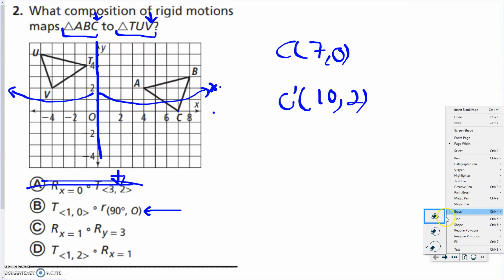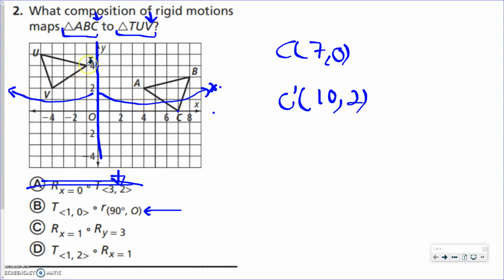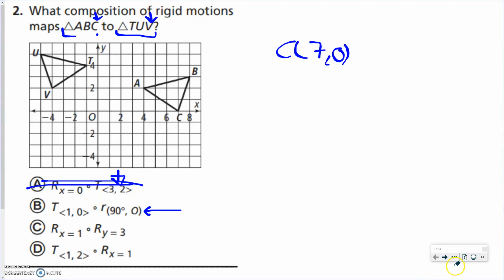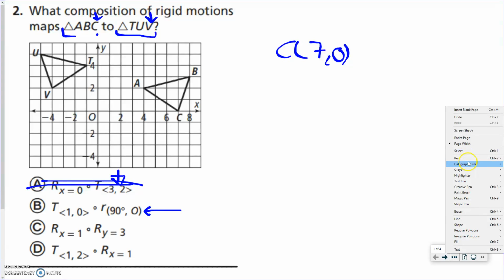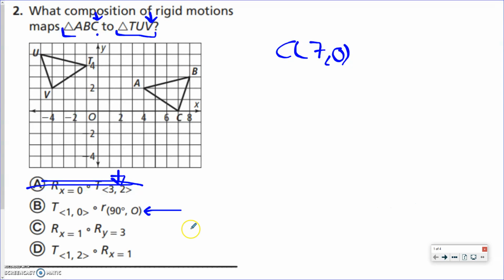A couple of things to keep in mind. You do the one on the right first, and being able to draw x equals 0 is the key to this question. Okay, next one. We are going to do another transformation, y equals 3. This time, try to find y equals 3 first.